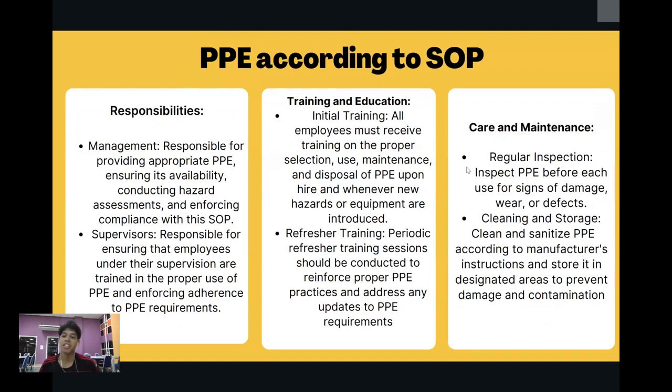Regular inspection: inspect PPE before each use for signs of damage, wear or defects. Cleaning and storage: clean and sanitize PPE according to manufacturer's instructions.